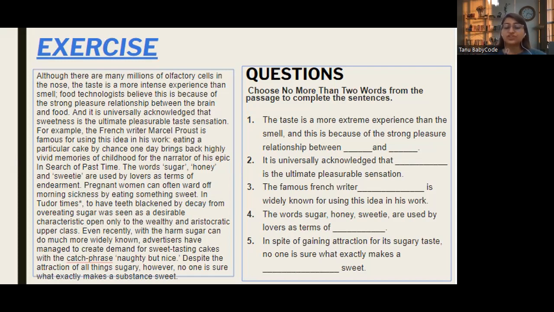Fourth one, the words sugar, honey, sweetie are used by lovers as the terms of dash. Now again, start searching in the paragraph for the same. In spite of gaining attraction for its sugary taste, no one is sure what exactly makes a sweet. You have some time to look at your questions and start reading your paragraph and find out.